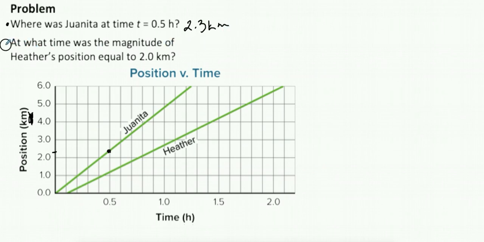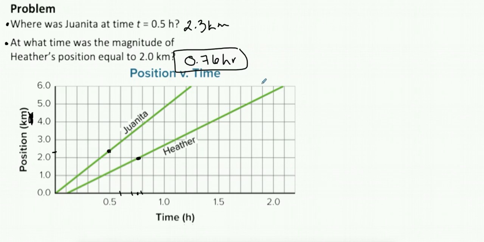Okay, question B here. At what time was the magnitude of Heather's position equal to 2 kilometers? So Heather is this line, and it says at what time was the magnitude equal to 2 kilometers? So we're going to go to 2 kilometers, and then we can figure out the time. That's right there, so we're probably like 7.5, maybe 7.6. So 0.76 hours.